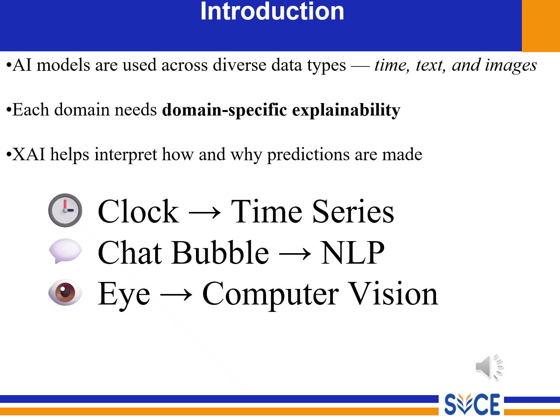Let me connect this to your daily life again. When you check your phone, your alarm or calendar works with time data. Your chats work with text data. Your camera works with image data. So unknowingly, you are interacting with all domains every single day. That is why understanding the separation is very important, because once you understand the nature of data, you will automatically understand how the explanation should be designed. Right? I'll tell you the real time example later.